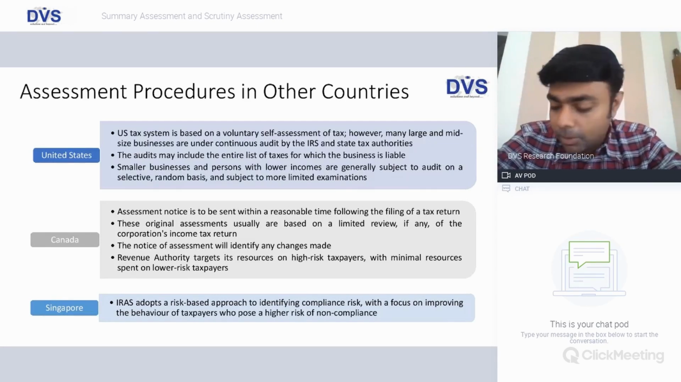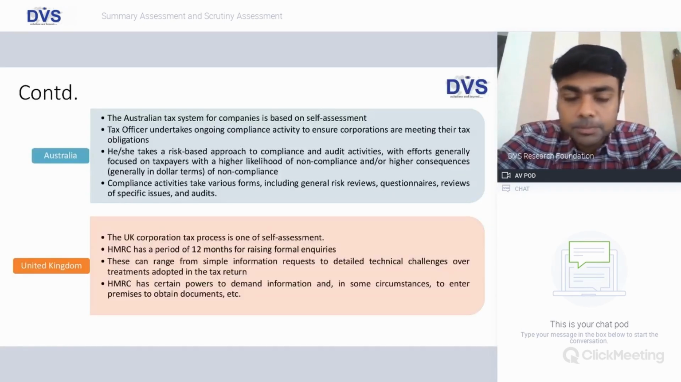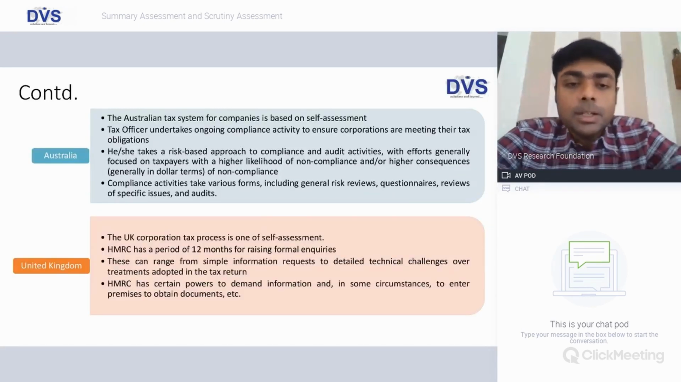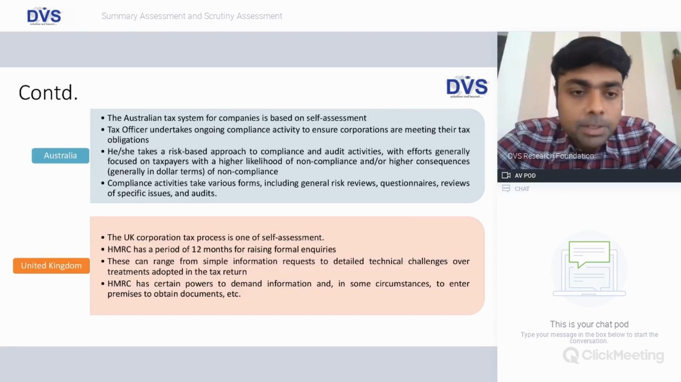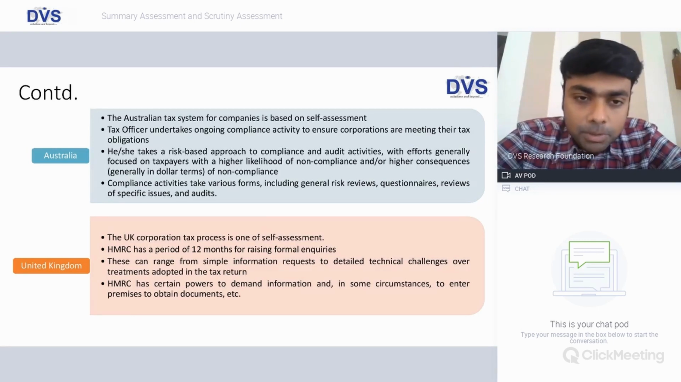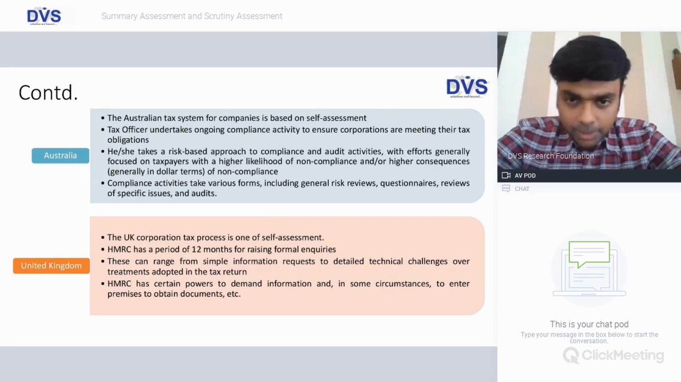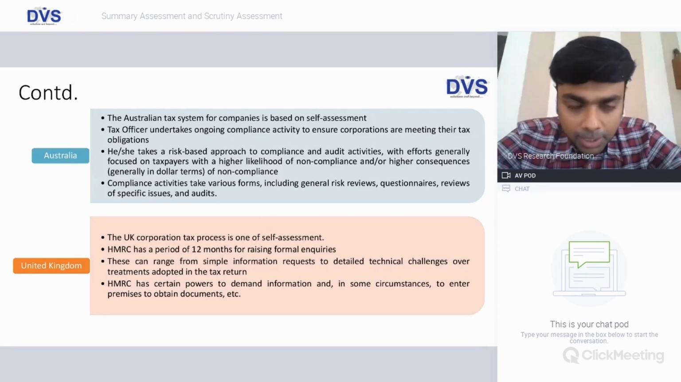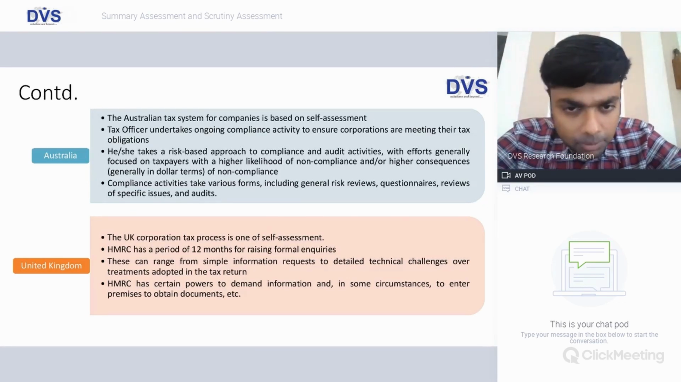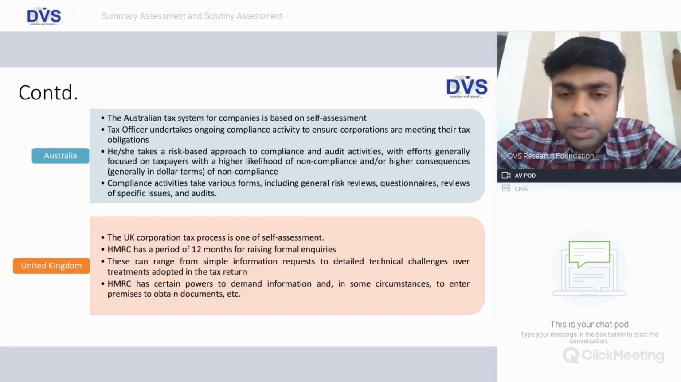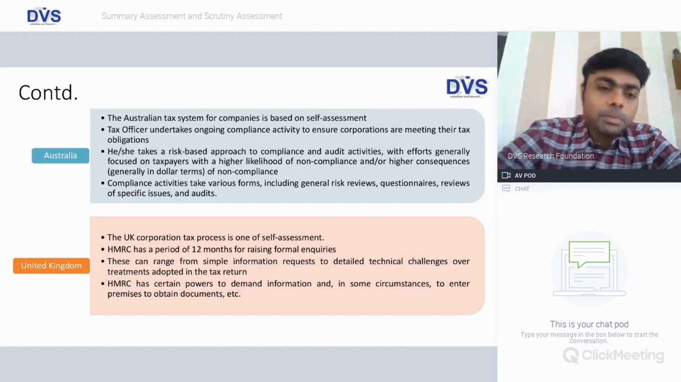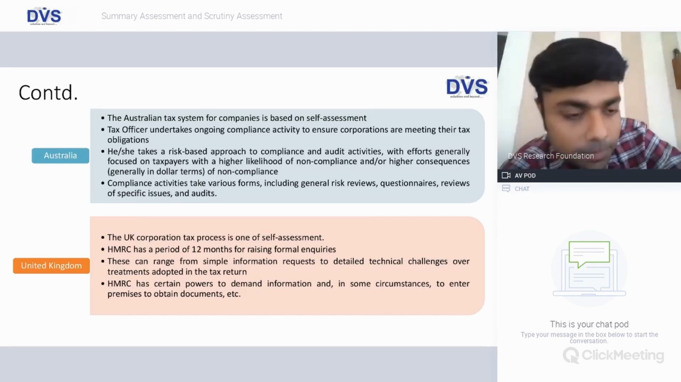In Singapore, the IRAS adopts a risk-based approach to identify compliance risk, with a focus on improving the behavior of taxpayers who pose a risk for higher non-compliance. In Australia, again, it's based on self-assessment. The tax officer undertakes ongoing compliance activity to ensure corporations are meeting their tax obligations. He or she takes a risk-based approach to compliance and audit activities, with efforts generally focused on taxpayers with a higher likelihood of non-compliance. Compliance activities take various forms, including general risk reviews, questionnaire reviews of specific issues, and audits.